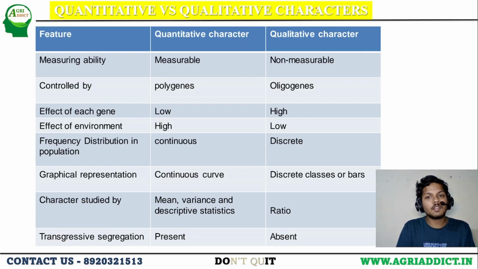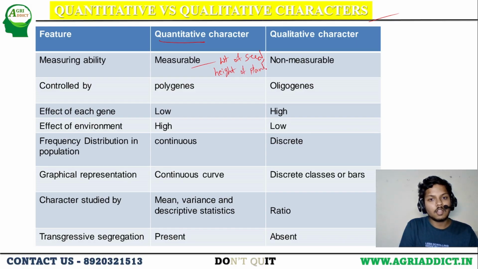So the next topic is quantitative and qualitative characters. So what are quantitative characters and what are qualitative characters? Quantitative characters means which can be measurable, like weight of the seed. Weight of the seed is measurable. We can measure it on a weighing machine. And height of the plant, we can measure it using a scale.